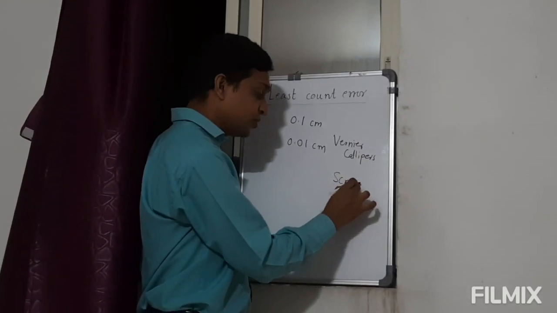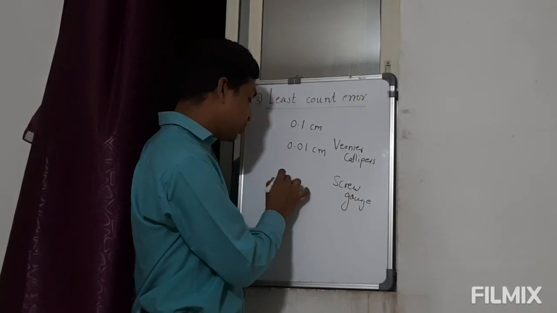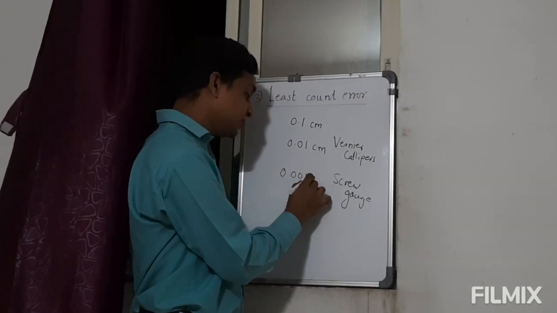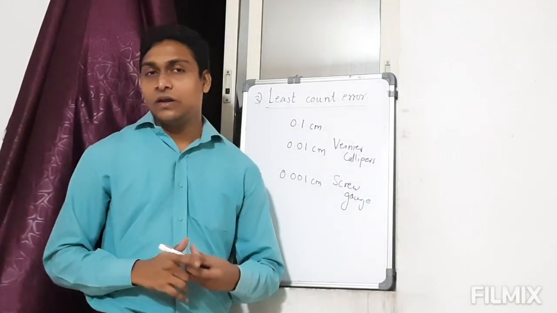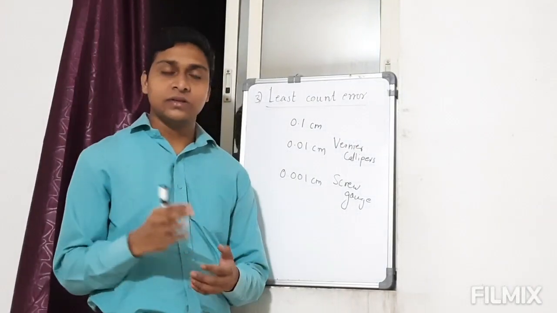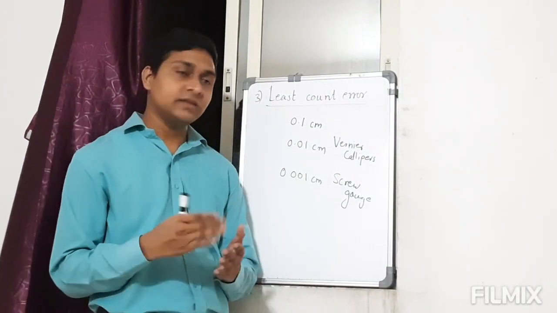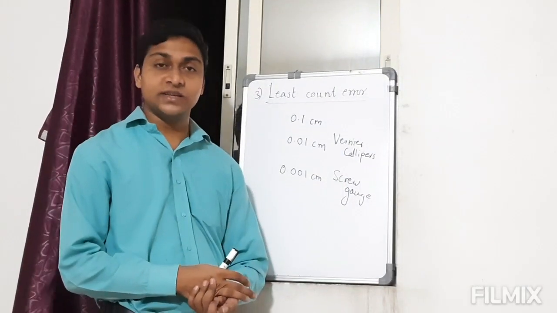We can say here screw gauge, or screw gauge sometimes. Okay, so it is your 0.001 centimeter least count. So this way we can have the different instruments. Now, how we can consider error in this, when we are looking at the sums, at that time I will show you how we can consider the errors in the least count.